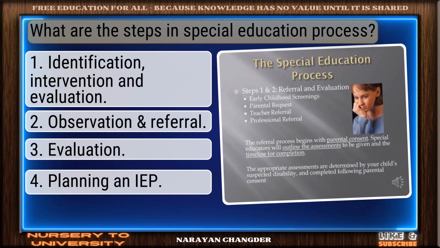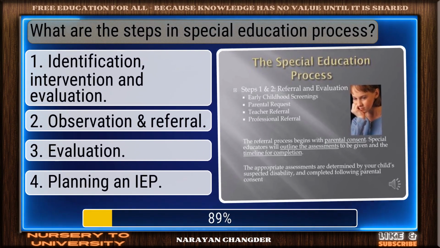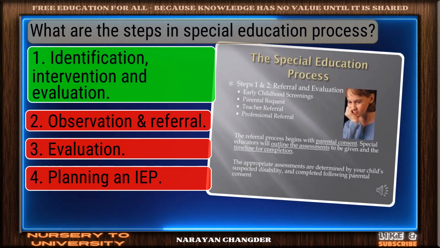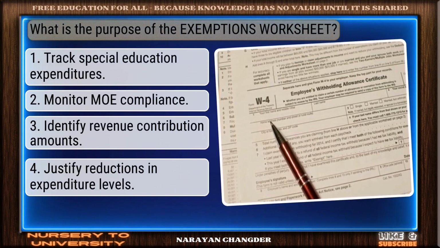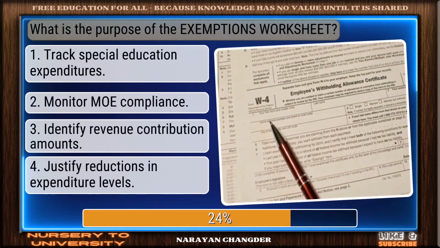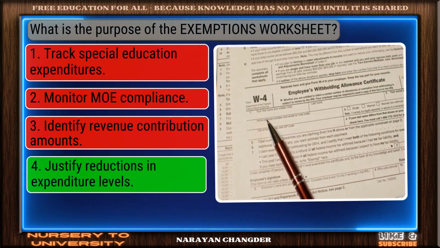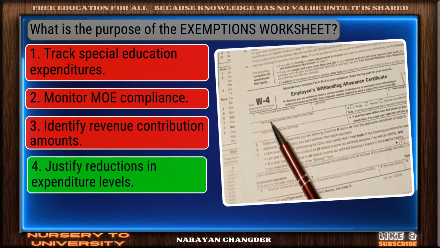What are the steps in the special education process? Correct response. Identification, intervention, and evaluation is the most accurate answer. What is the purpose of the exemptions worksheet? Valid point. Justify reductions in expenditure levels is true.